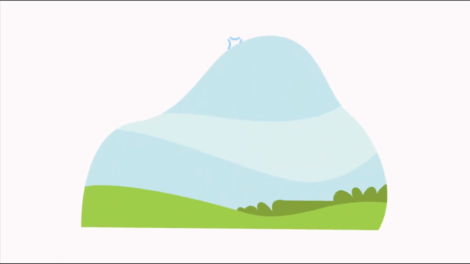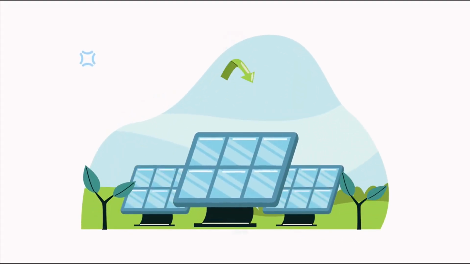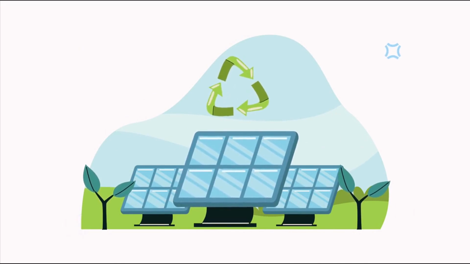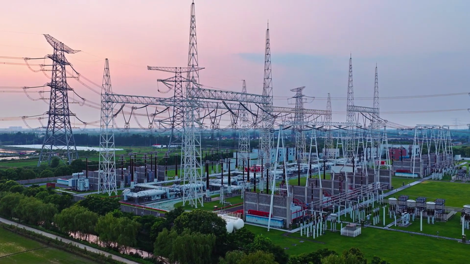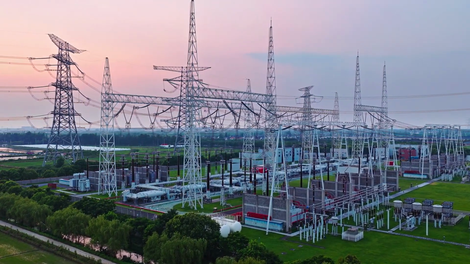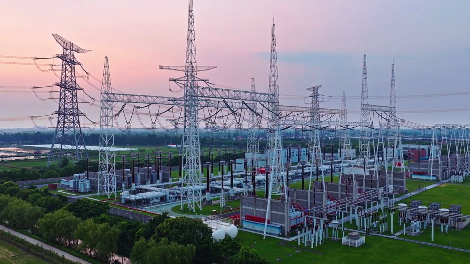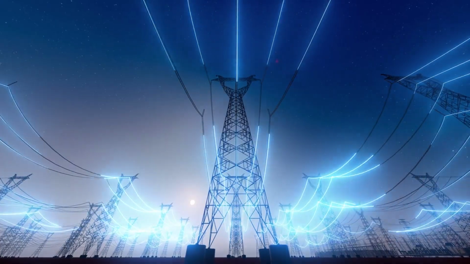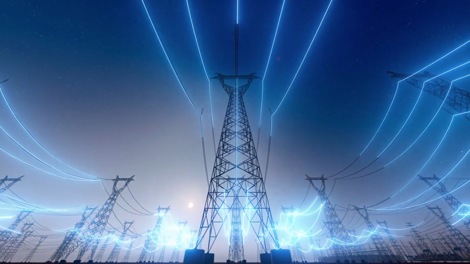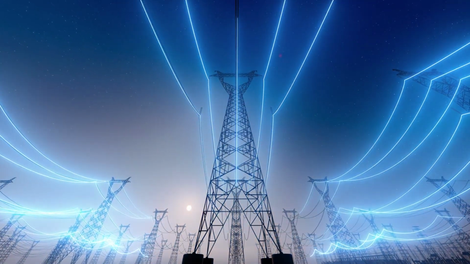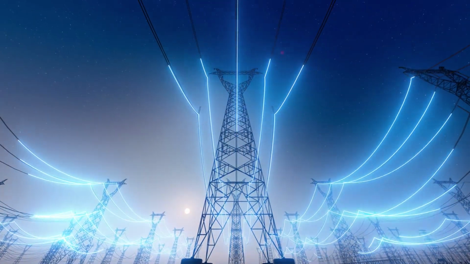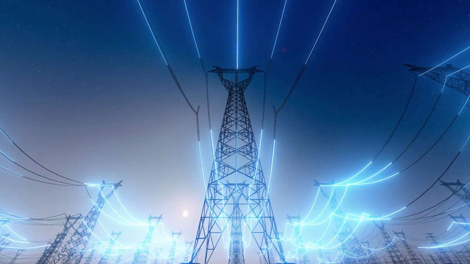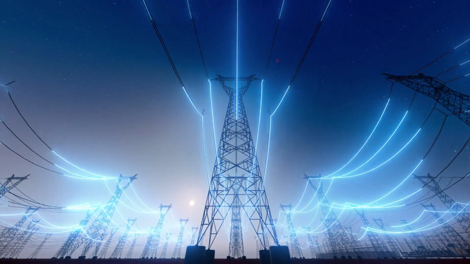DC is also naturally compatible with batteries and renewable energy sources, especially solar power, which produces electricity in DC form. Historically, DC struggled with long-distance transmission because changing voltage levels was inefficient, but modern power electronics have changed this. High-voltage direct current systems are now used for very long transmission lines, underwater cables, and intercontinental energy connections because they can reduce losses and improve efficiency in specific scenarios.